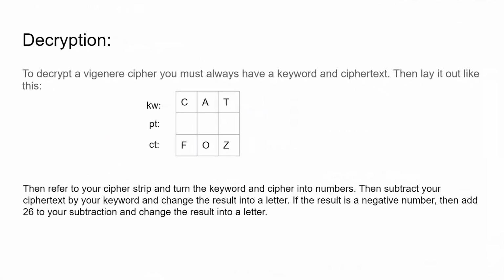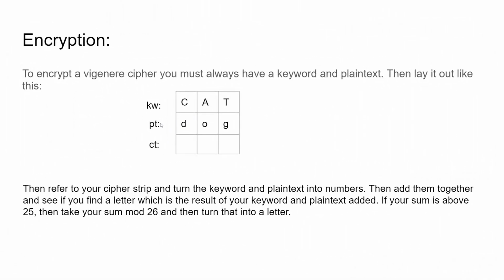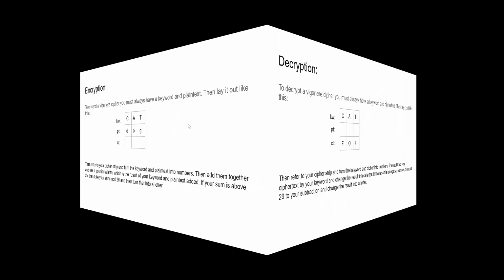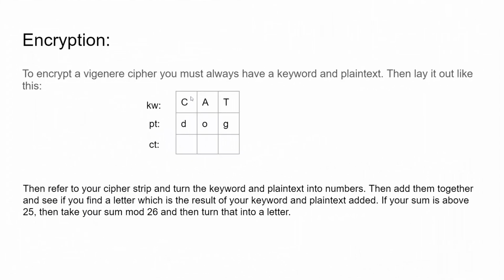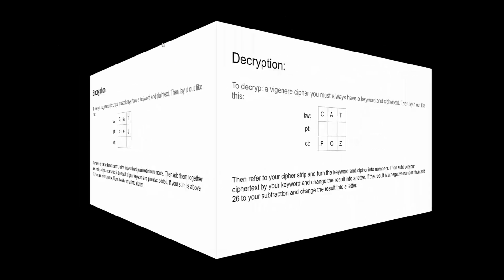To decrypt a Vigenère cipher, you must always have a keyword and ciphertext, laid out like this. Here's our keyword, C-A-T, cat, from earlier, and here's our ciphertext. As you can notice, it's actually the one from previously, right here. It was C and D, and we found out that C and D equals F, so the ciphertext here is the same thing we were trying to encrypt on the encryption page.